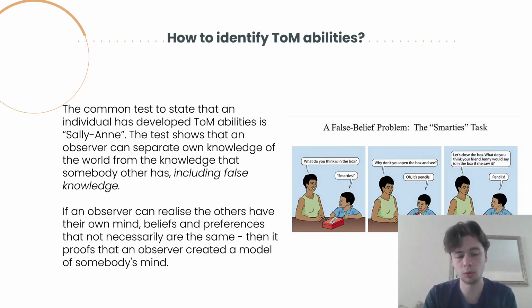The ToMnet-N test shows that an observer can realize that an agent might have false beliefs about the world. It could be wrong about what it knows, and be wrong without even knowing it is wrong. That could result in non-optimal behavior of an agent, which is considered optimal given its false beliefs.